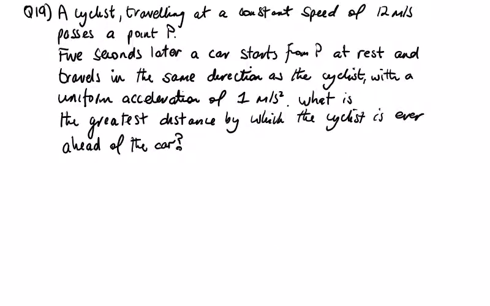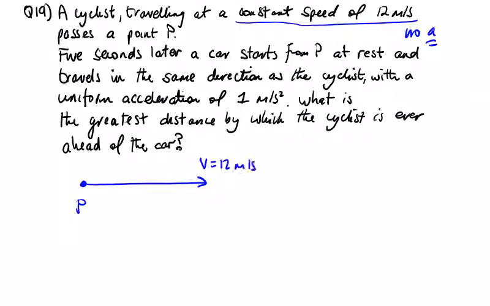A cyclist traveling at constant speed, so no A, of 12 meters per second passes a point P. So let's have a look here. Here's P. Cyclist is going in this direction and its velocity is 12 meters per second. 5 seconds later, so that's t minus 5, a car starts from rest. So starting from rest, its initial velocity is 0 with a uniform acceleration of 1.